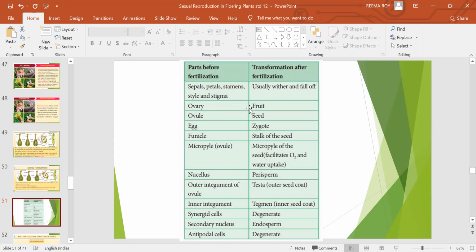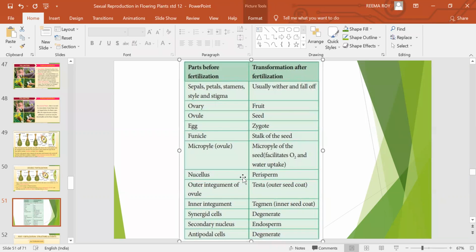Ovary will transform into a fruit, ovule into a seed, egg into zygote. You saw egg will fuse with one male gamete, then forms what? Zygote, isn't it? Funicle to stalk of the seed. Micropyle will be micropyle. उसको कोई change नहीं है. But it will facilitate what? Oxygen and water uptake. पानी चाहिए ना जीने के लिए, ऑक्सीजन चाहिए ना.